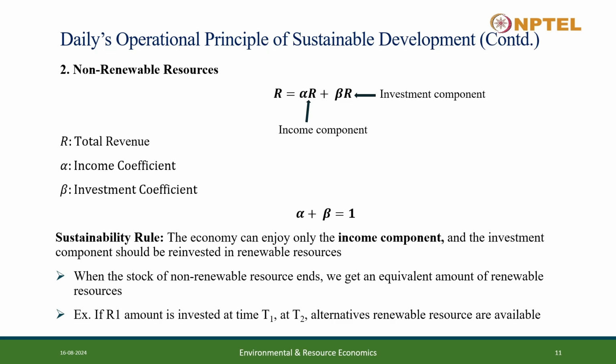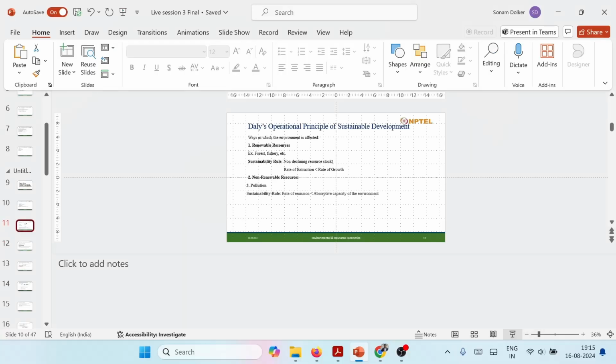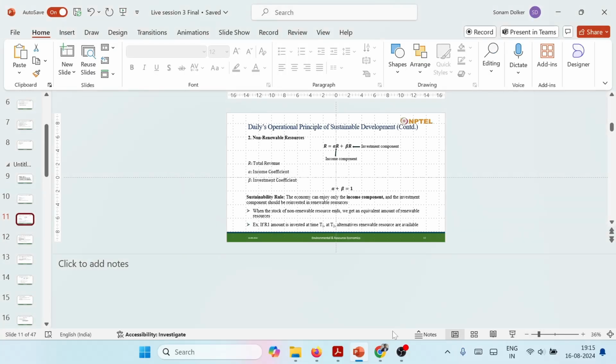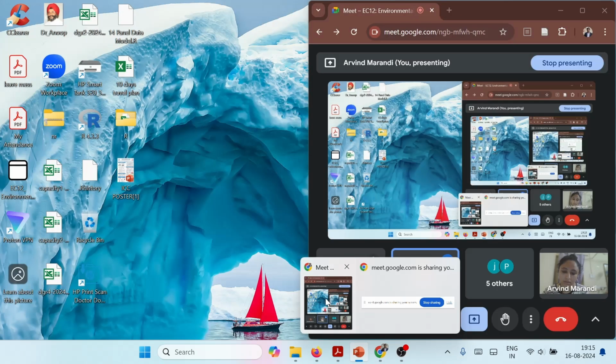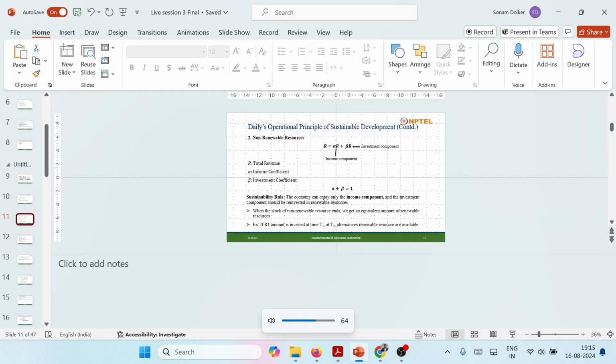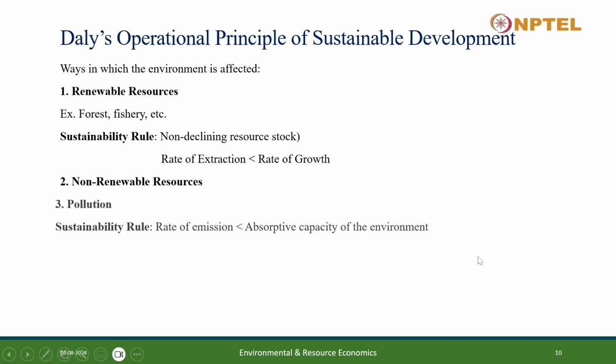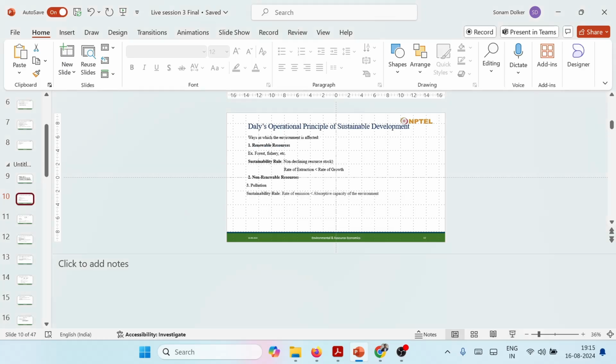Hello, madam. Just one question, madam. I'm Krishna. You said three principles, yes, but I see only two principles mentioned. One is related to the rate of extraction, the other is related to the rate of emission. What is the third principle? The second one is based on non-renewable resources, which I'll be covering in the next slide. Okay, madam. Thank you.